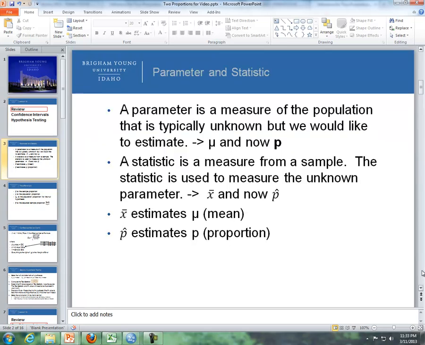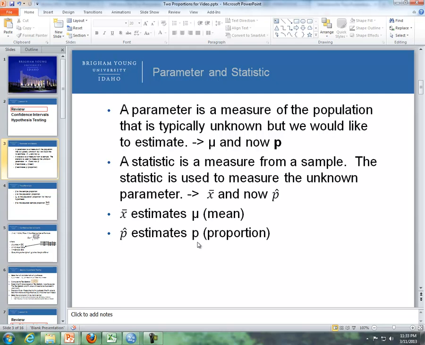So first, let's review again the difference between a parameter and a statistic. A parameter is a measure of the population that's typically unknown, but we like to estimate. Back in Unit 2, it was the population mean, or mu, and now it's p, which is our population proportion. Then a statistic is a measure from a sample, and the statistic is used to estimate the unknown parameter. So x bar, our sample mean, was back in Unit 2, and now it's p hat, which is our sample proportion. So x bar estimates mu, and p hat estimates p.